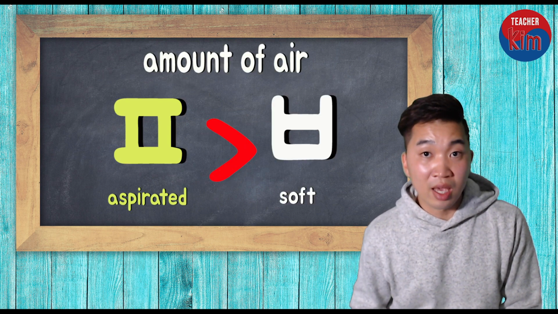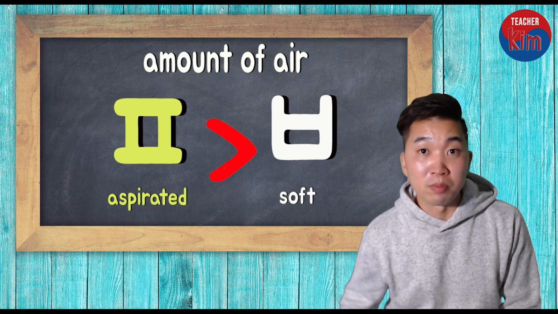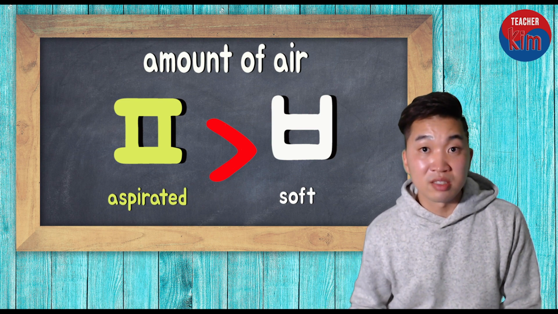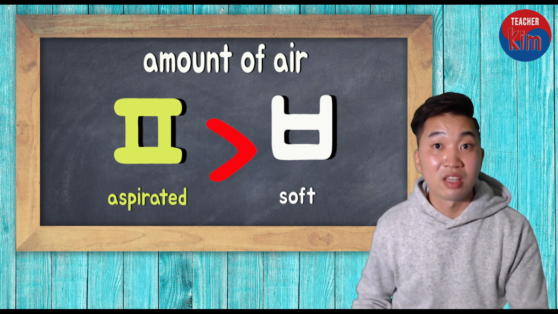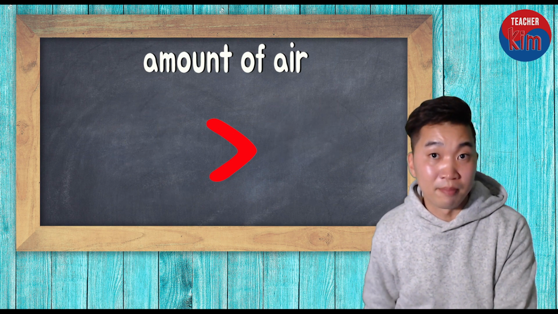Only difference between them is the amount of air when you burst out. When you say aspirated consonant P, you should use more air than soft consonant. Listen carefully and try to distinguish them.